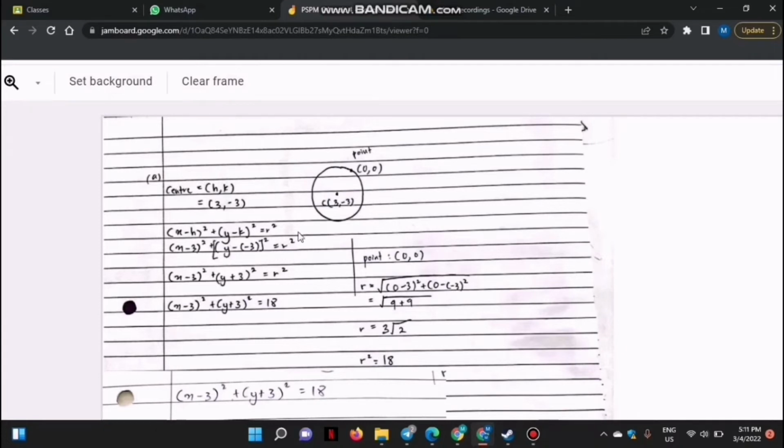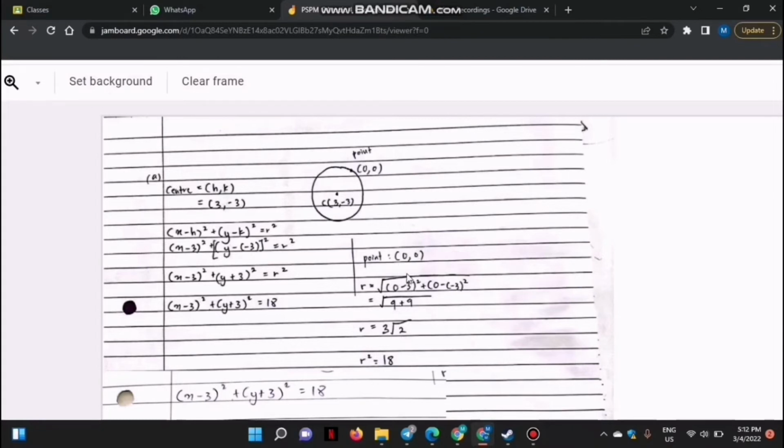But before that, we don't have the value of r. To get the value of r, we use this formula. I get the point (0, 0) from the question that says a circle C passes through the origin. We have to know that the coordinate of the origin is (0, 0).